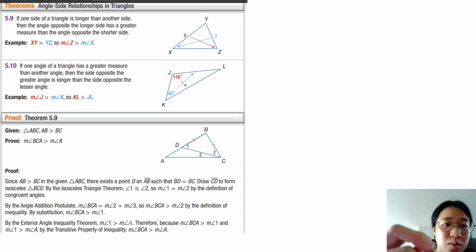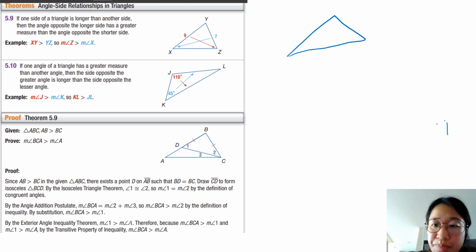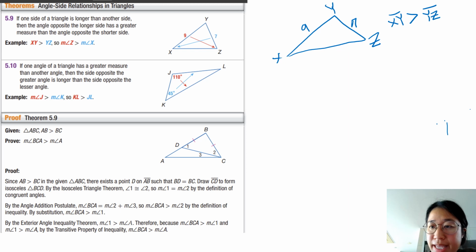All right, here we have another theorem. It says angle-side relationships in a triangle. So if I have a triangle, let me redraw this because I need some triangle. In this case, let's say this is 9 centimeters, and that is 7. So XYZ. XY is greater than what? YZ, correct.